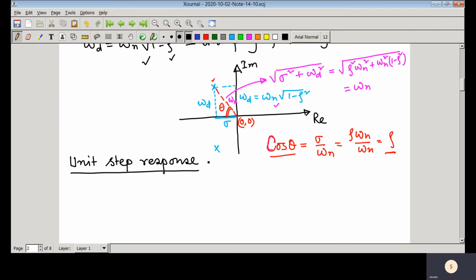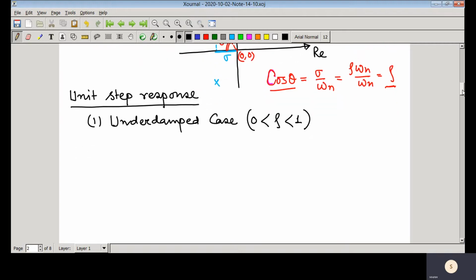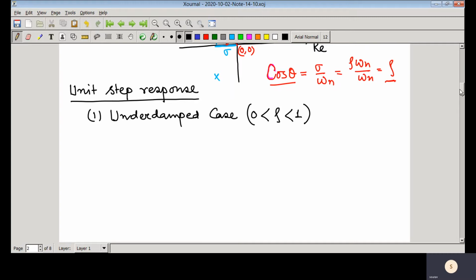Unit step response of second order system. So the first case is the underdamped case. The underdamped case is where the zeta value varies from 0 to 1. So let us first derive the time domain expression, that is y(t).